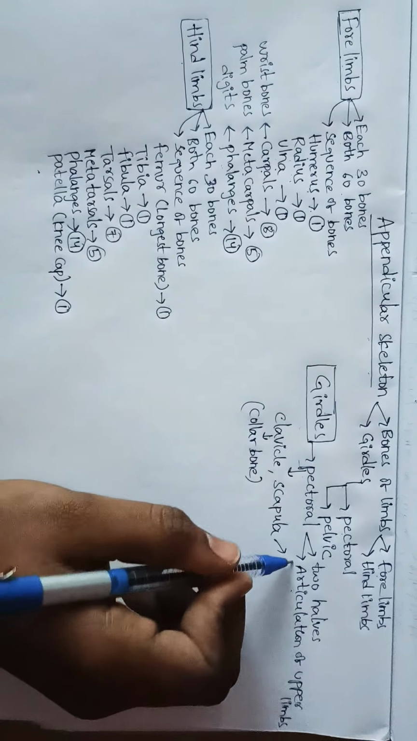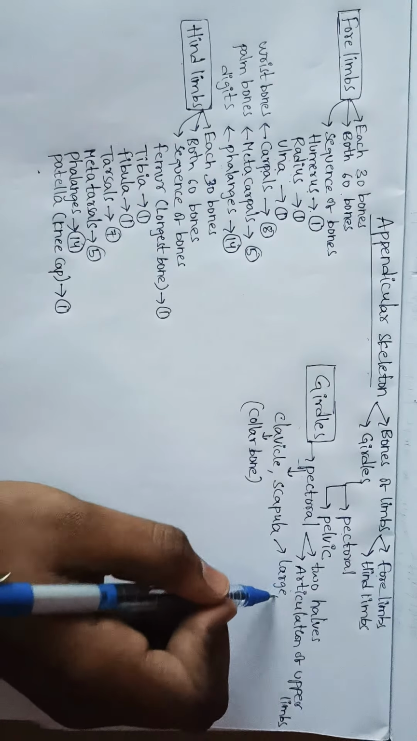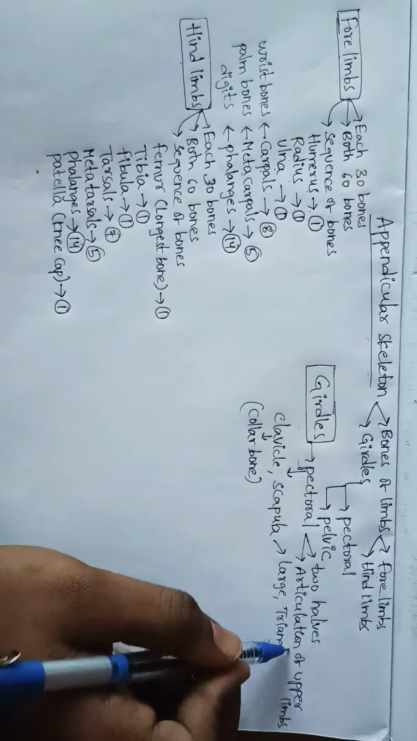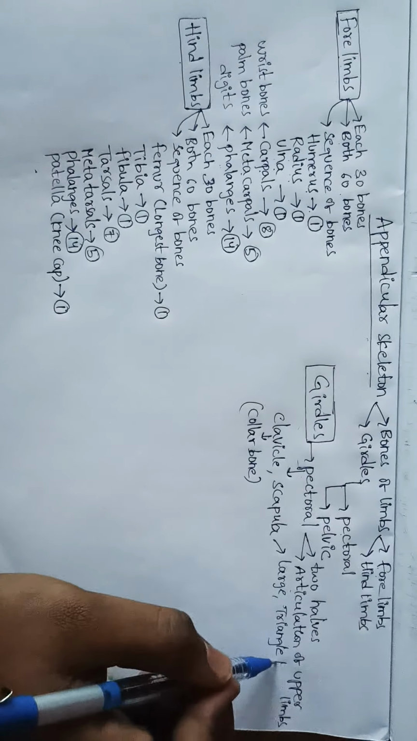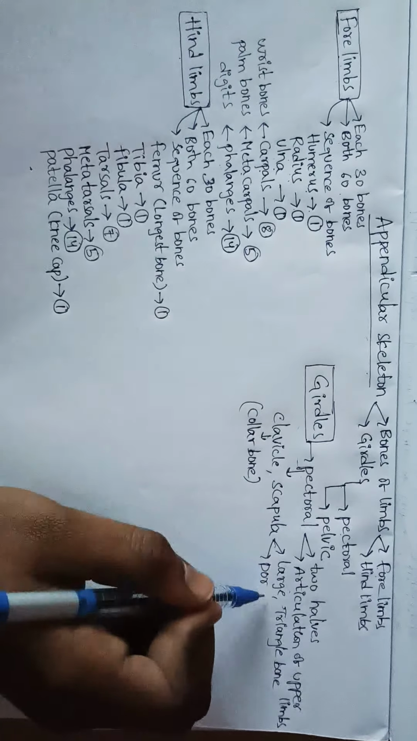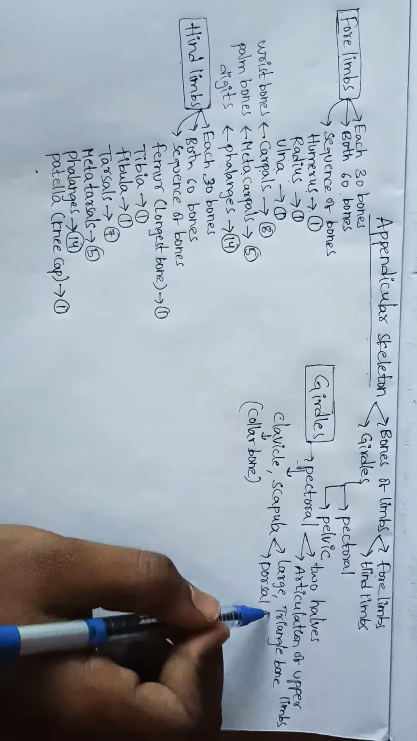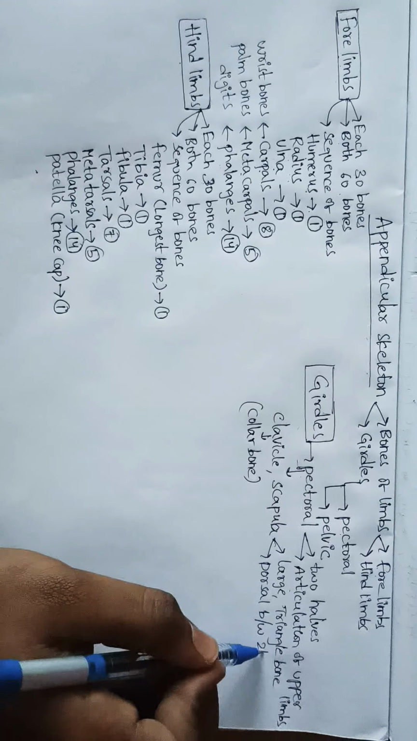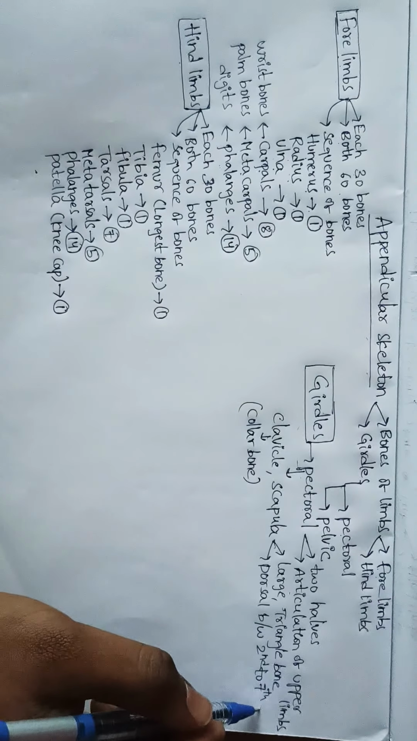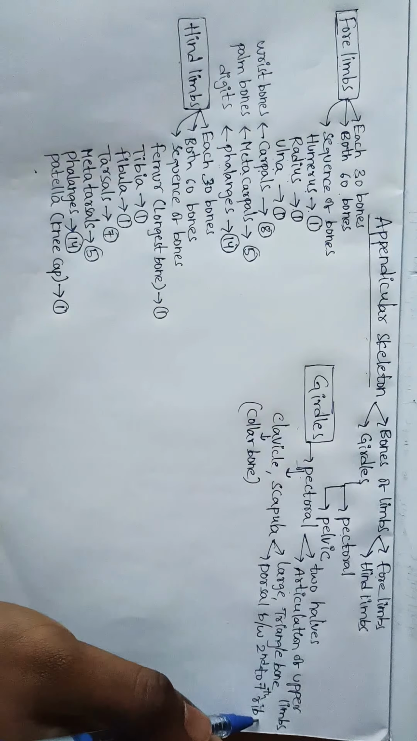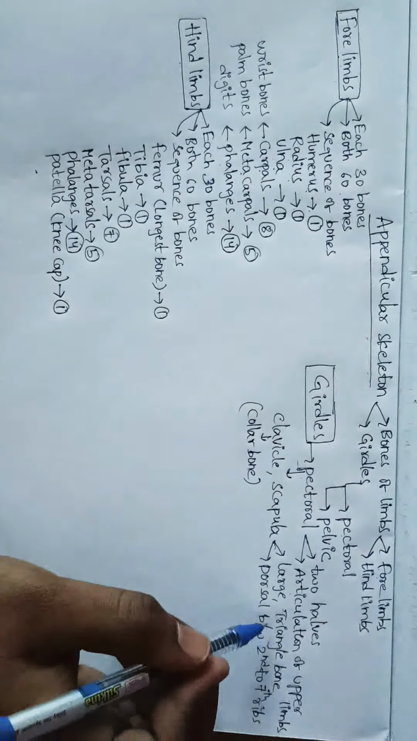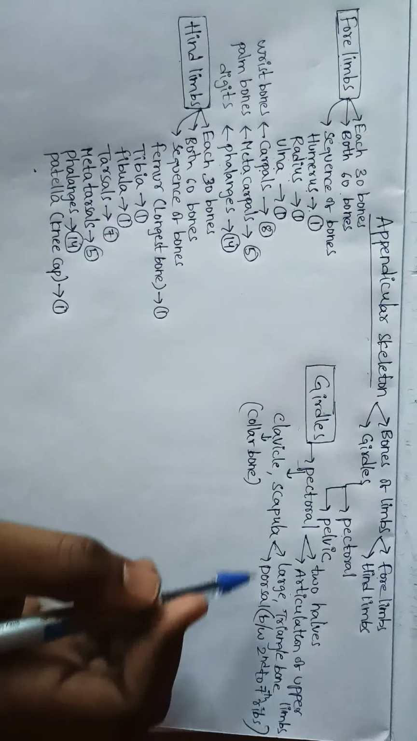Scapula is a large triangular bone. It is located on the dorsal side, between the second to seventh ribs. What is the location of scapula? Between the second to seventh rib.